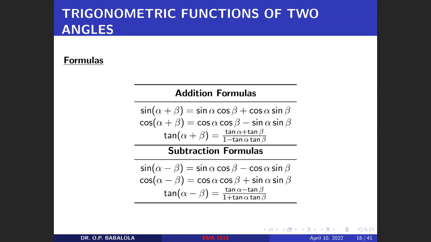So if you want to take the sine of both angles, angle alpha plus beta, you will use this formula: sine alpha cos beta plus cos alpha sine beta. The same thing applies to cosine, but for cosine it's a negative sign, and you'll be multiplying cos cos, sine sine. For tan of alpha plus beta, we'll be using this formula for these two angles. For subtraction, we'll be using the subtraction formulas.